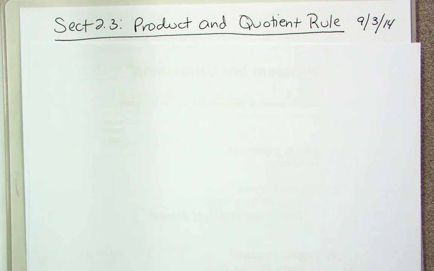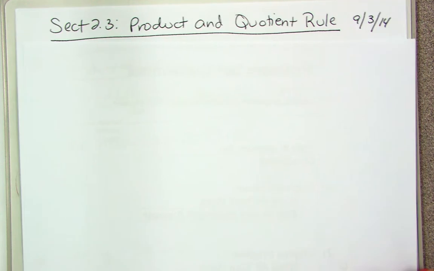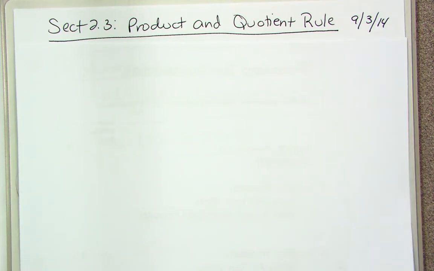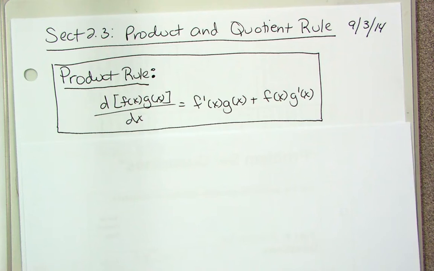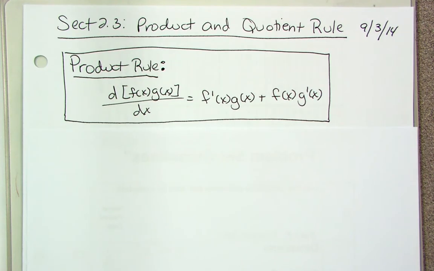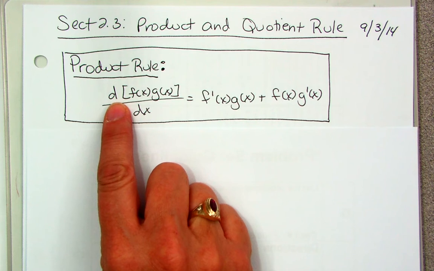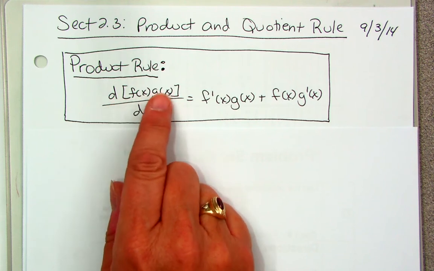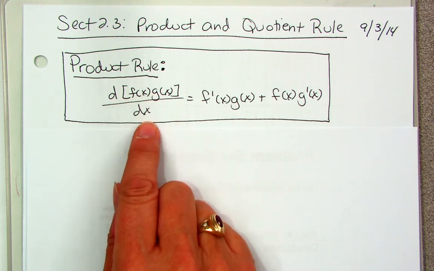Today's video is on section 2.3, the product and quotient rule. Product rule: the derivative of two functions being multiplied with respect to x.